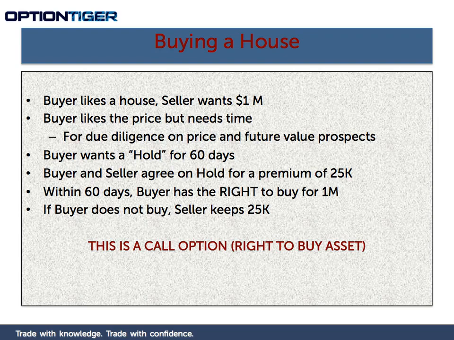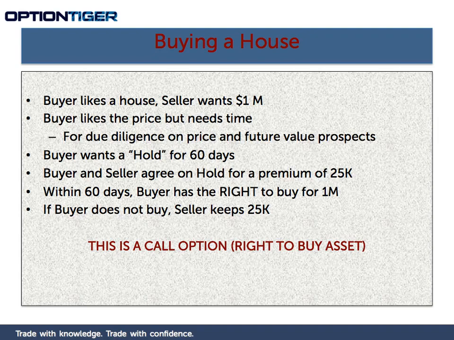So within 60 days, we have the right to buy this house at a price of $1 million. And if we don't buy, the seller keeps the $25,000. In fact, whether we buy or not, the seller keeps the $25,000. This is a call option. It's a right to buy the asset, which is the house, at a price of $1 million, which is the strike price, and the expiry date for this option is 60 days away. So this is a simple example of a call option.